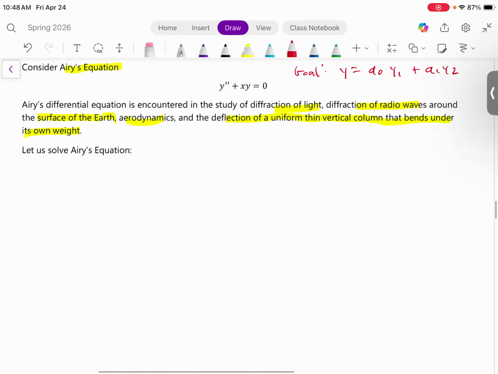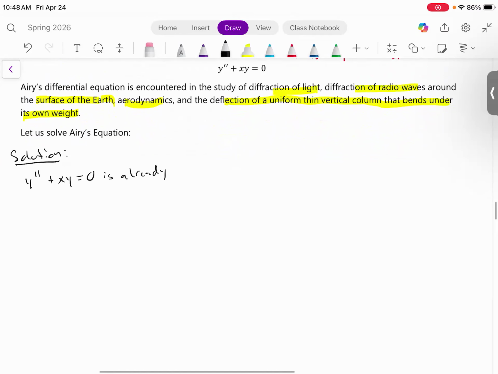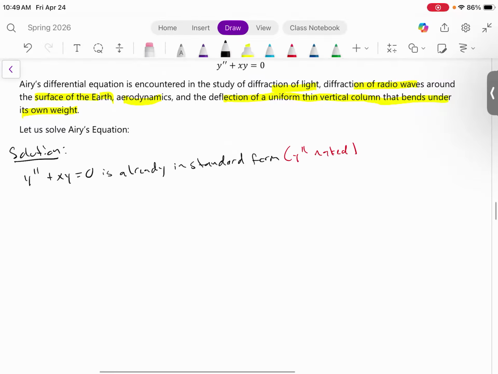So that's our differential equation. Let me rewrite it: y double prime plus xy equals 0 is already in standard form. That means y double prime is naked, so I don't have to divide by anything here at all. So there are no analytic issues, no domain issues with any x value.